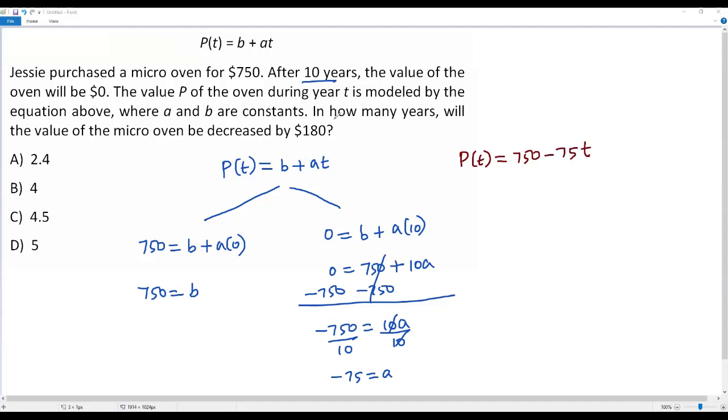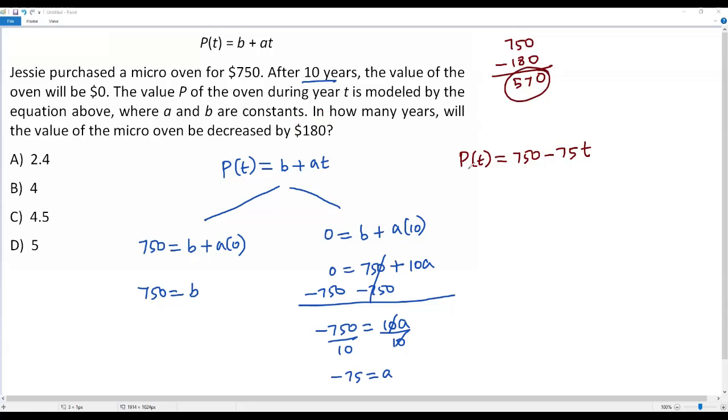Okay, now we have to find the number of years it will take for the value of the microwave oven to be decreased by $180. So if the initial value is $750, we have to find the time in years it will take for the $750 to decrease by $180. After it is decreased by $180, what will be the value of the oven? For that, we have to subtract 180 from 750. Let me do it. 750 minus 180, I'm getting 570. That is, when the value of the oven is decreased by $180, at that time the value of the oven will be $570.